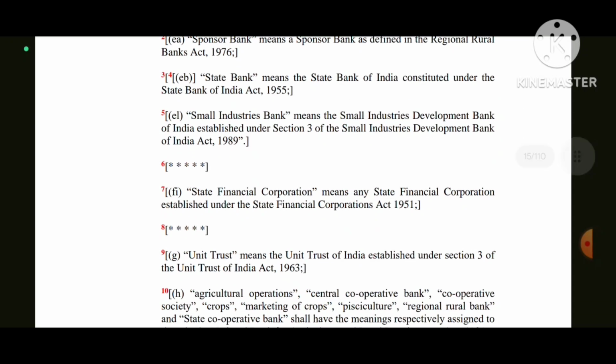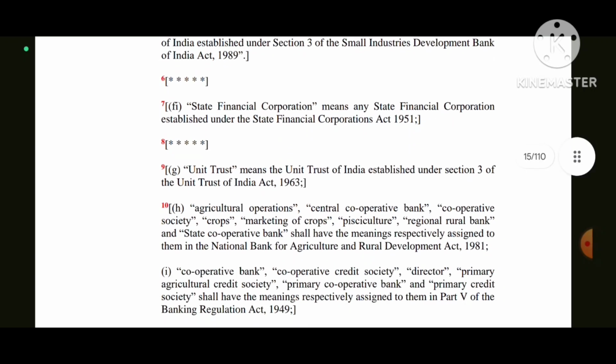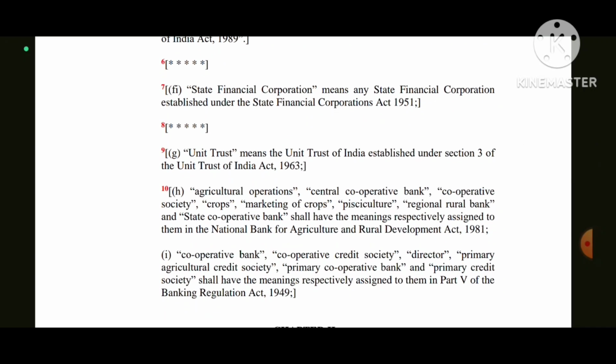Next clause EL. Small Industries Bank means Small Industries Development Bank of India established under Section 3 of the Small Industries Development Bank of India Act 1981. This we call SIDBI also in short. Next clause is F1. State Financial Corporation means any state financial corporation established under the State Financial Corporation Act 1951. Next is clause G. Unit Trust means the Unit Trust of India established under Section 3 of the Unit Trust of India Act 1963.